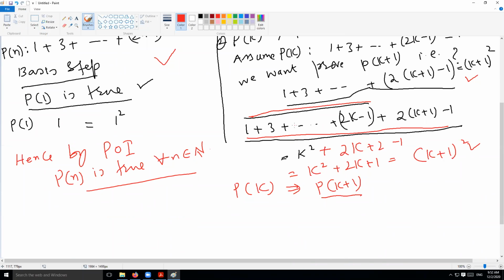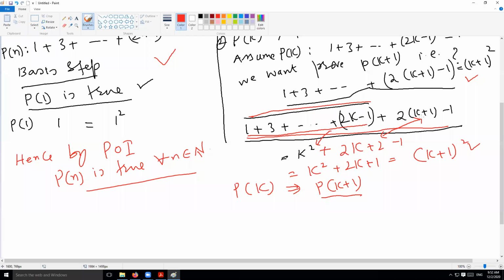No, sir. Sir, a little confusion here: 2 multiplied to k plus 1 minus 1 is equal to k plus 1. Where is this coming from? It comes from here: this 1 to 3 ... 2k minus 1, in its place I replaced k square, and I just kept this as it is.